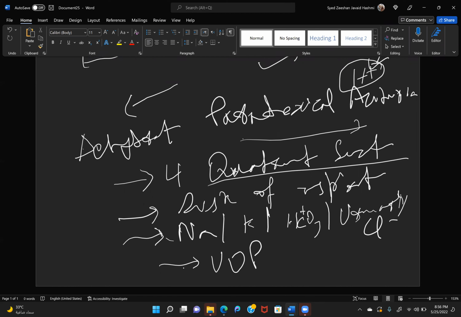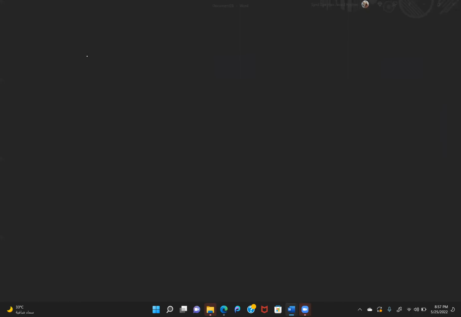Otherwise, you will not proceed with the surgery, because if it's not a surgical emergency, it's a medical emergency. In a medical emergency, you will not proceed till the time you have optimized the patient. So you will optimize the patient and then you will proceed.